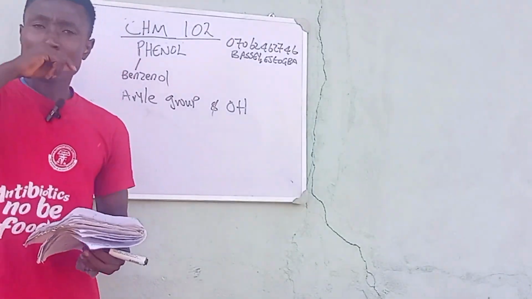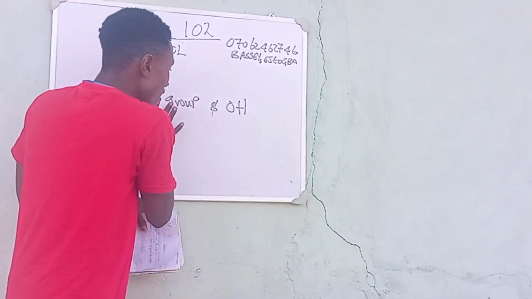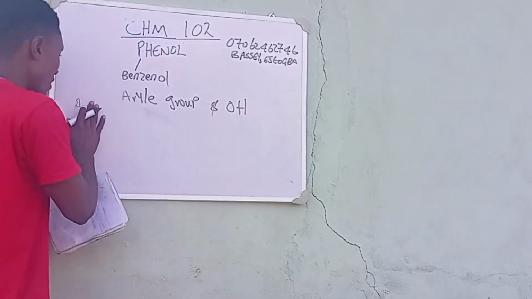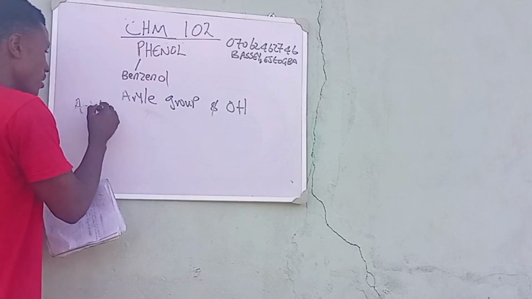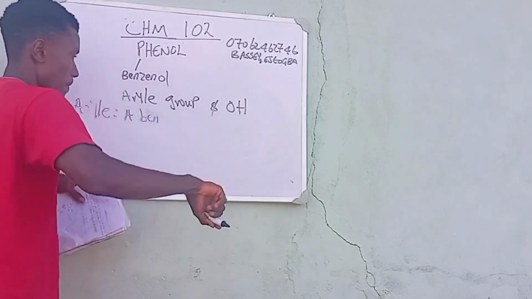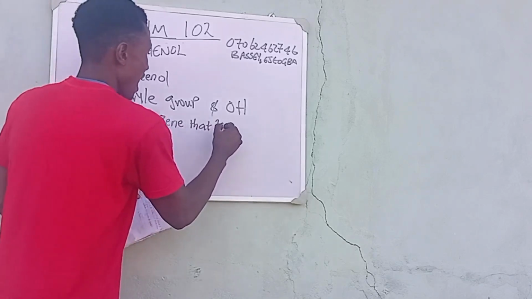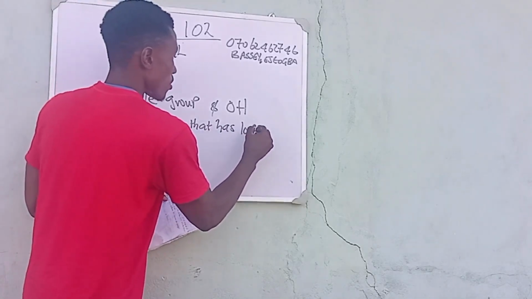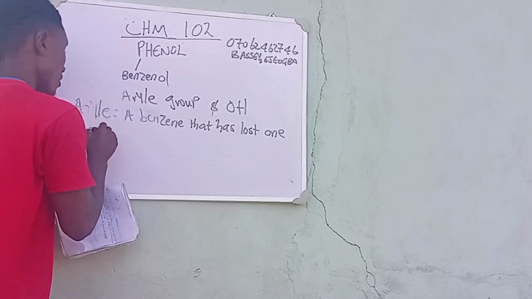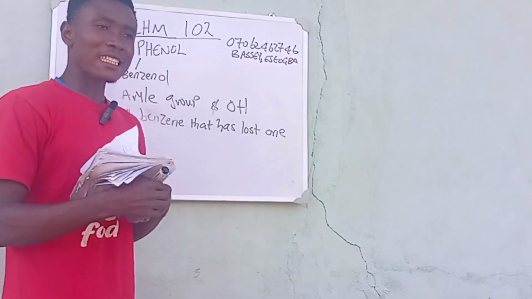Aryl is a benzene that has lost 1 hydrogen. So any benzene that has lost 1 hydrogen is known as aryl. A benzene that has lost 1 hydrogen is called the word aryl, and this is how it is represented.